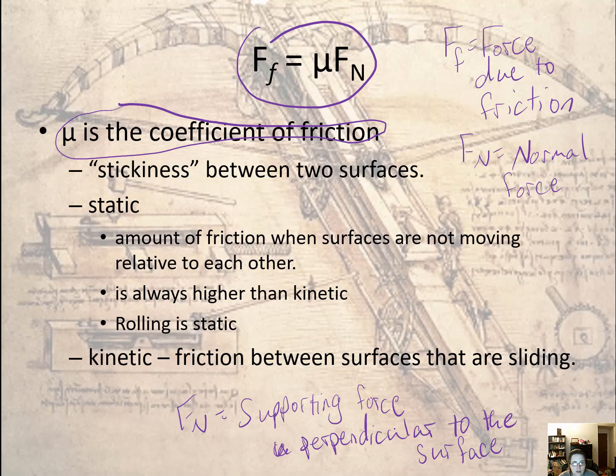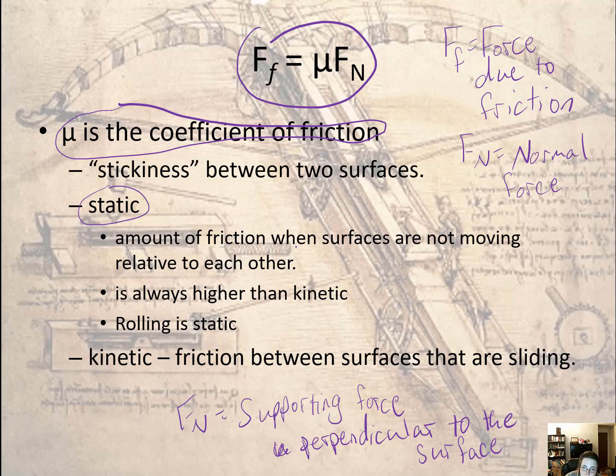So there's two types of friction that we talk about in this class. It's the amount of friction. So there's static friction, which is the amount of friction when surfaces are not moving relative to each other and then start moving. It's always higher than kinetic friction.